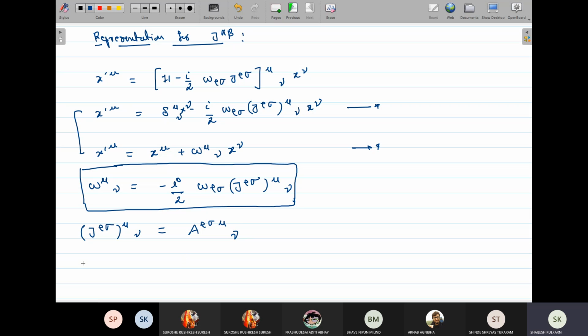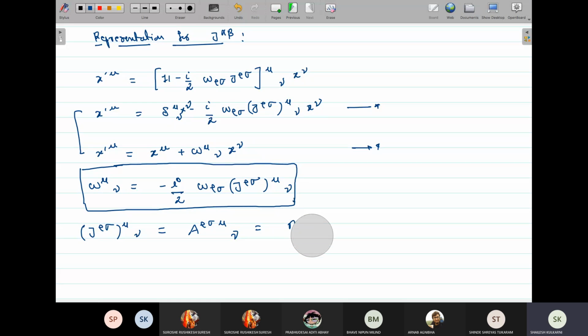Okay, so what could be its form, such that if I substitute it here, I will get omega mu nu? It's clear that it should be a combination of eta, your matrix, and delta, Kronecker delta. And I have to place the indices appropriately so that this antisymmetrization is taken into account. So let us see how that can be done.